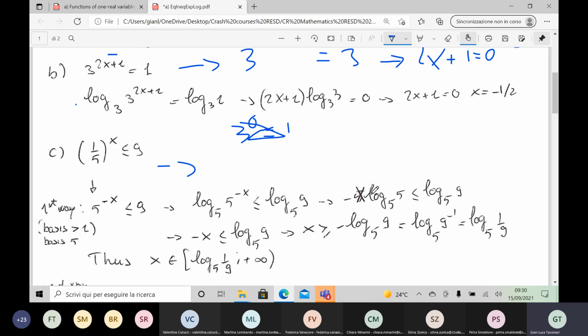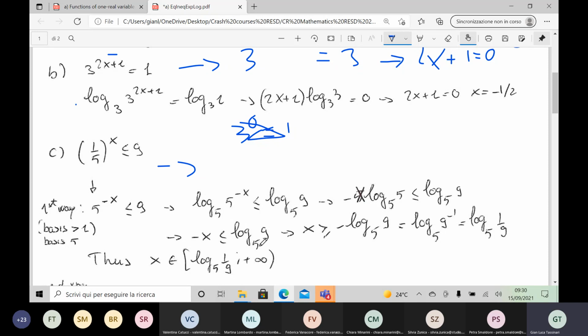Now, on the first-hand side, logarithm with basis 5 of 5 is 1. So you can write minus x smaller or equal to logarithm with basis 5 of 9. Okay? You cannot reduce this logarithm further.